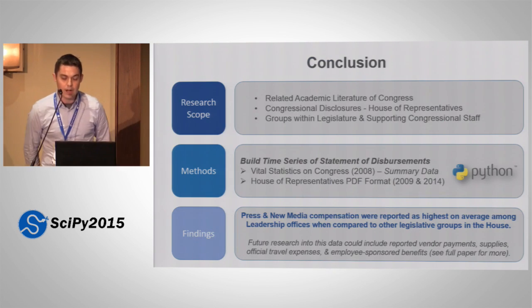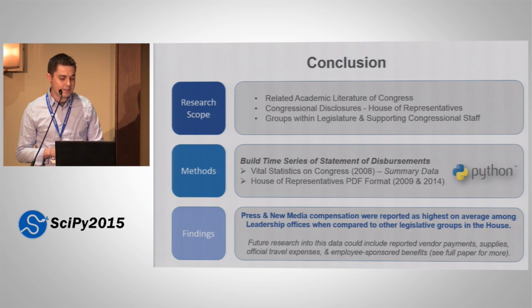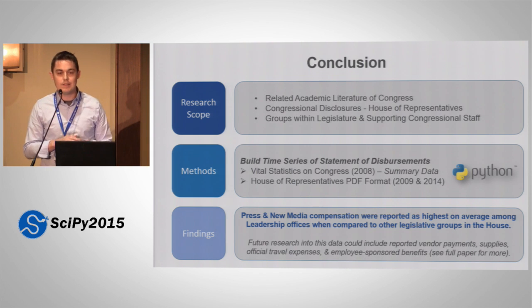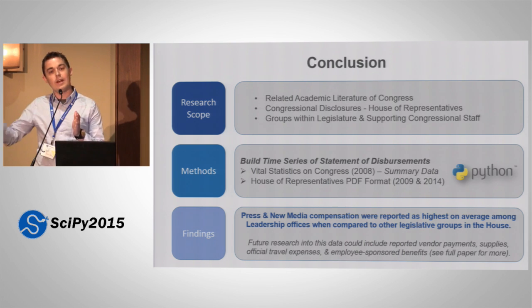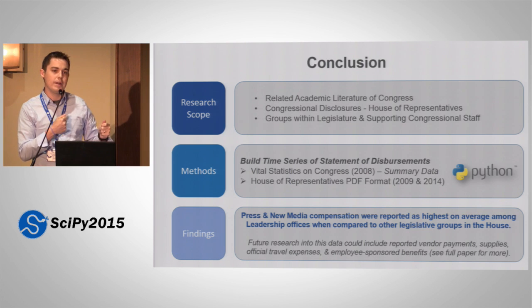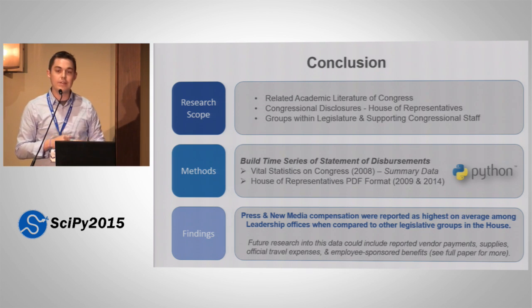Okay, so in conclusion, we've taken a look at some related academic literature on Congress in order to really get our heads around the data used for the study. We're looking at congressional disclosures out of the House in order to identify where these positions were and what the concentration of staff looked like. We built time series analysis in Python. I apologize, I couldn't go into the data demo for the sake of time. But basically, we were using PDF formats from 2009 forward, and then what we did is just butted up the data from the Vital Statistics of Congress, which was made available through the Brookings Institution. So it gives us a full range of what was going on.